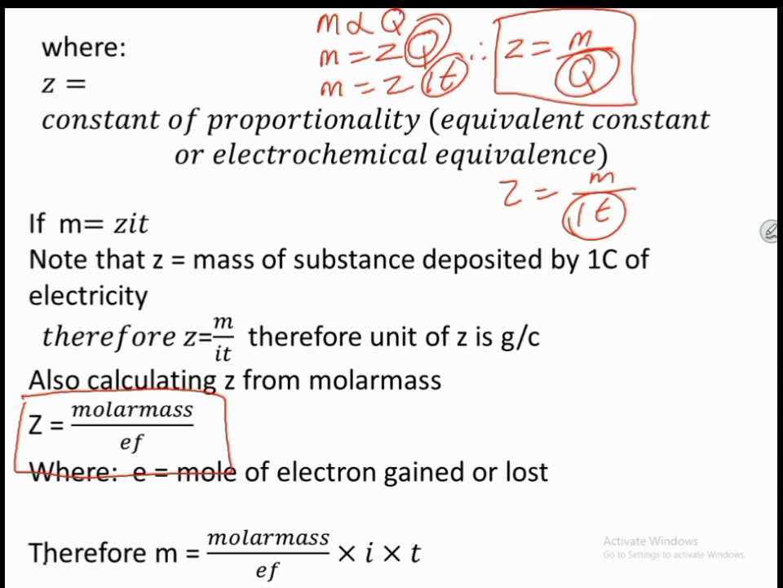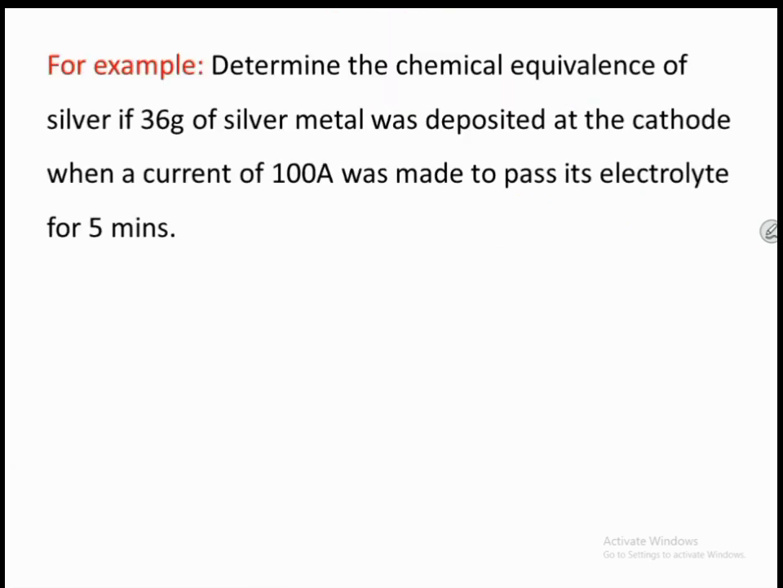Alright, what are we expected to know now? What we are expected to know is that, for example, we are told to determine the chemical equivalence of silver if 36 grams of silver metal was deposited at the cathode when a current of 100 ampere was made to pass through its electrolyte for 5 minutes.